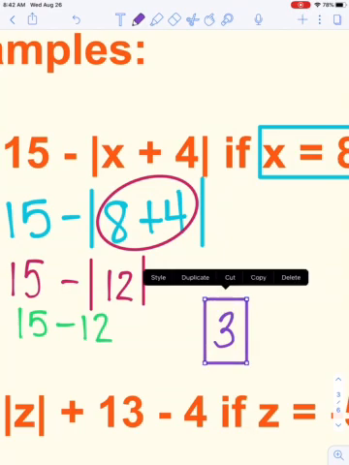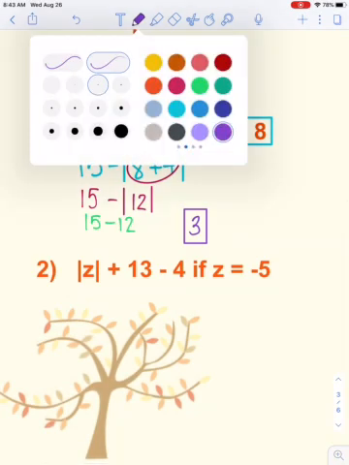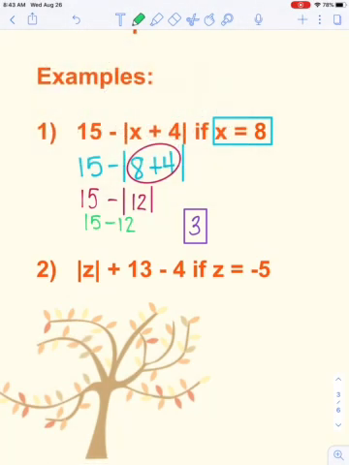And that's it. For number 2, it says the absolute value of z plus 13 minus 4. So we're going to put the absolute value brackets. They told us that z was -5, so I'm going to put -5 in where I see the z. And then I still have a plus 13 and a minus 4.